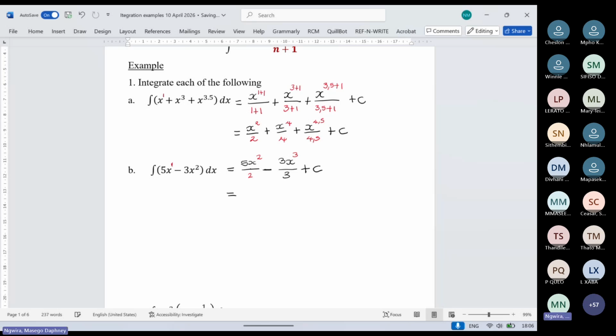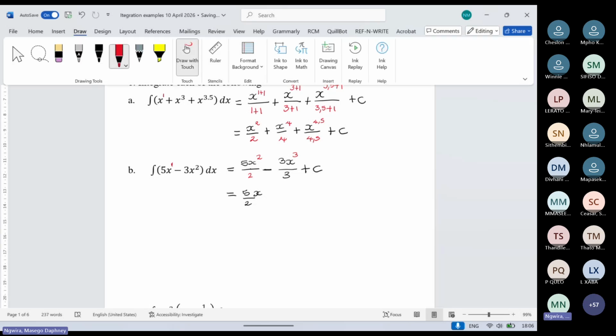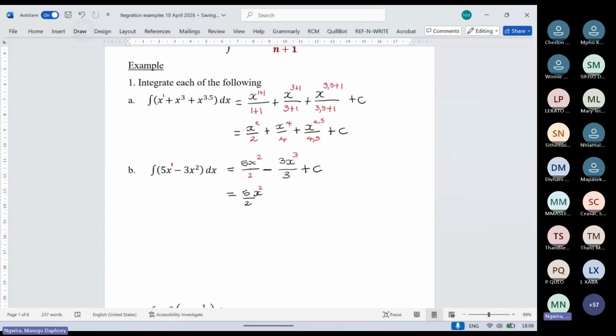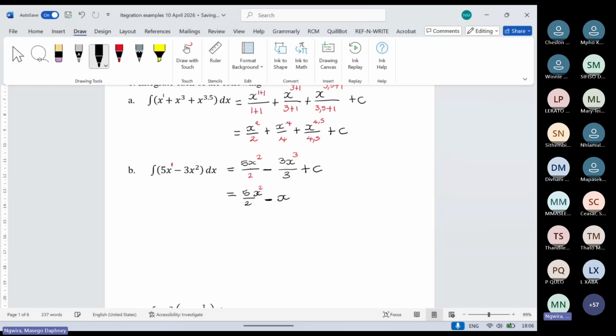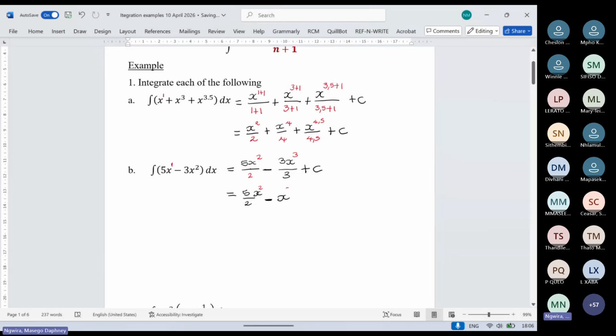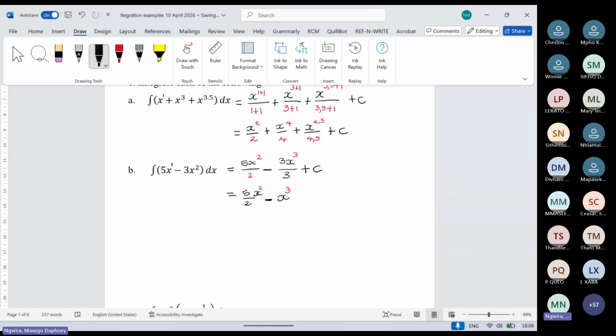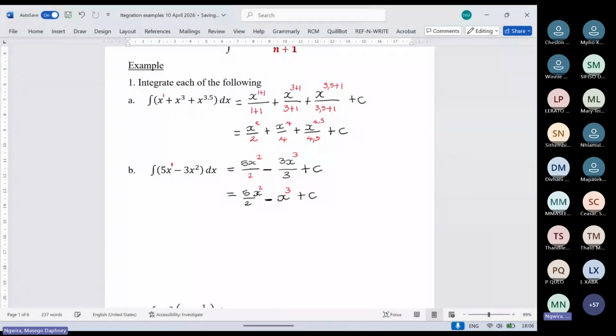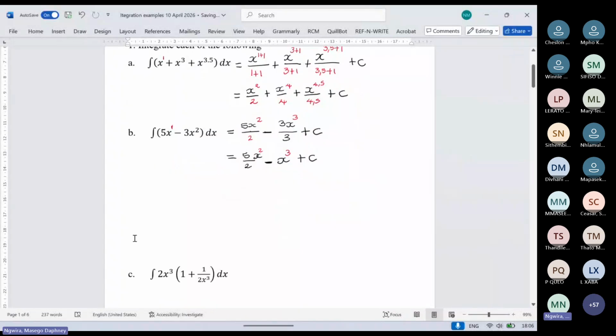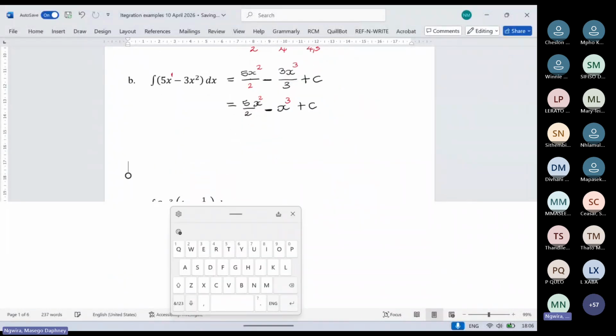And then if I solve further, the 3 and 3 cancel, so I will have 5 over 2 x to the power of 2. Whether you write the x to the power of 2 on the side or just next to 5, it's correct, as long as it's not under. And then we have minus x to the power of 3, because 3 divided by 3 is 1, and then this will be plus c. So this is how we integrate. We always add 1, as compared to a derivative where we minus the 1.